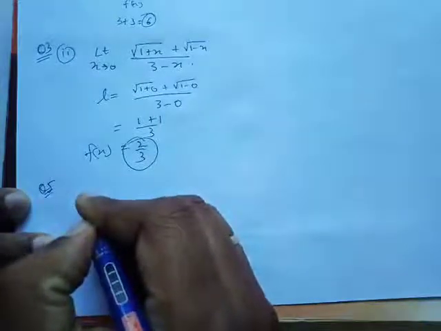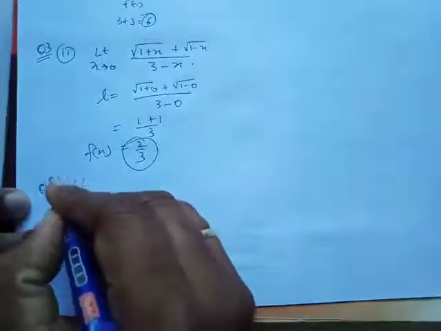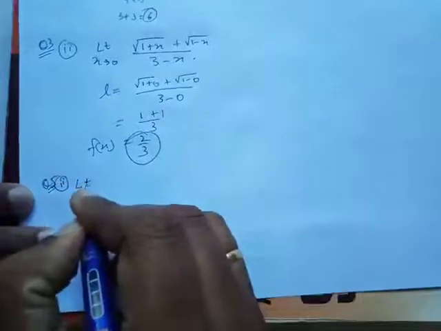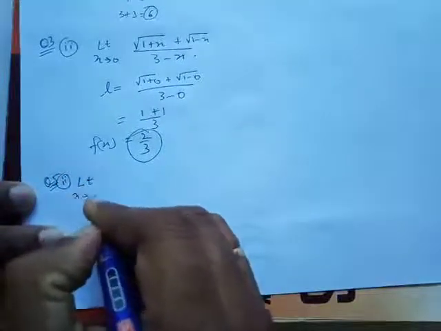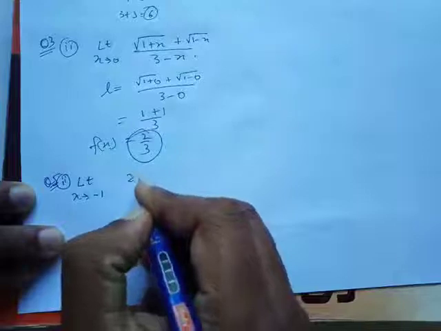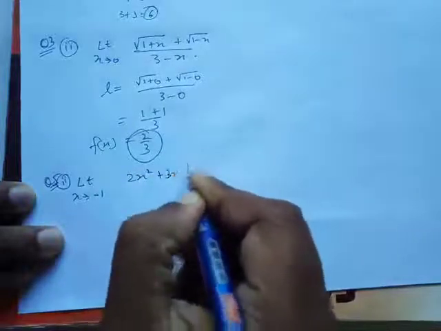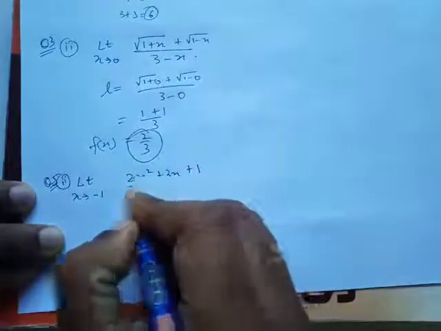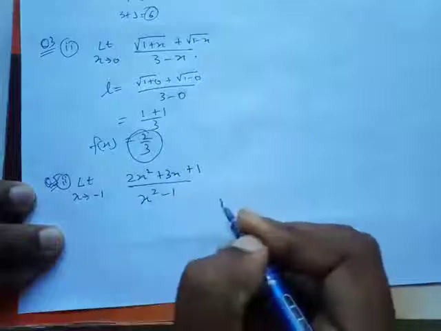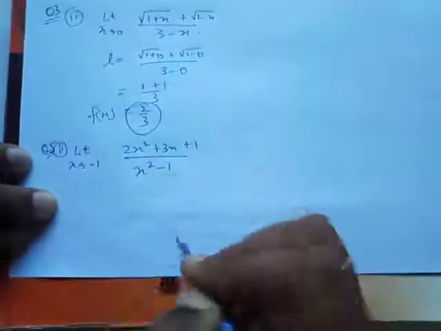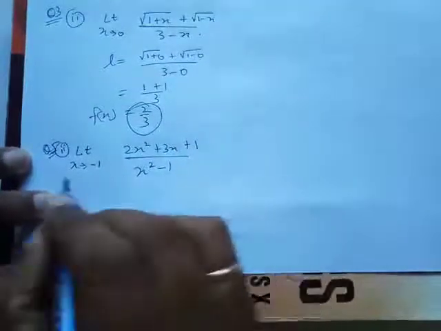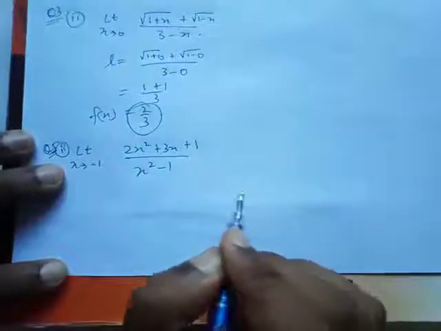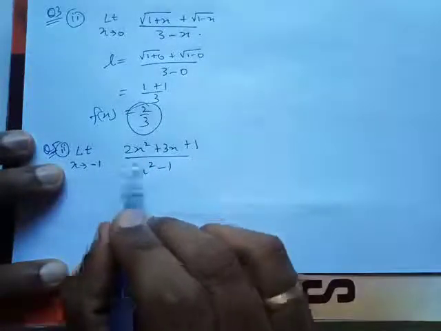Let's see question number 5 as well. Question number 5 says limit, second part. Okay, I'll do the second part. Limit x tends to minus 1, 2x square plus 3x plus 1 upon x square minus 1. Right? This is the question. Now you might be thinking put minus 1 in all of them. I can't put minus 1 right now.